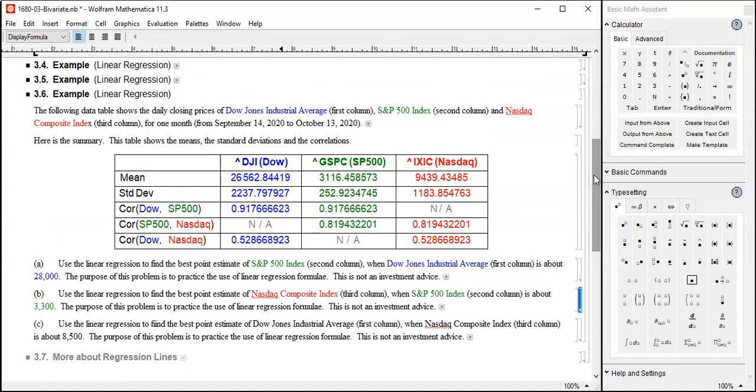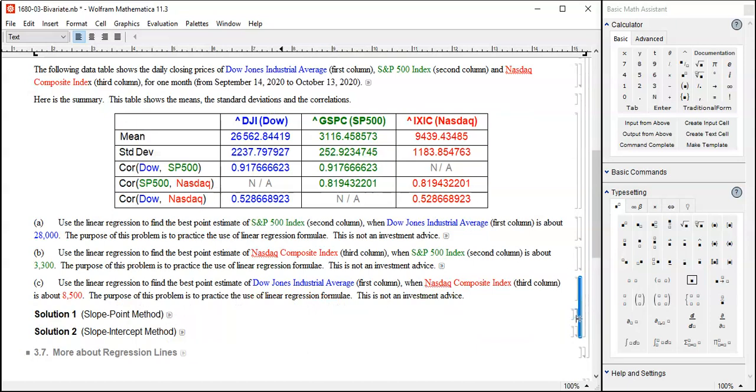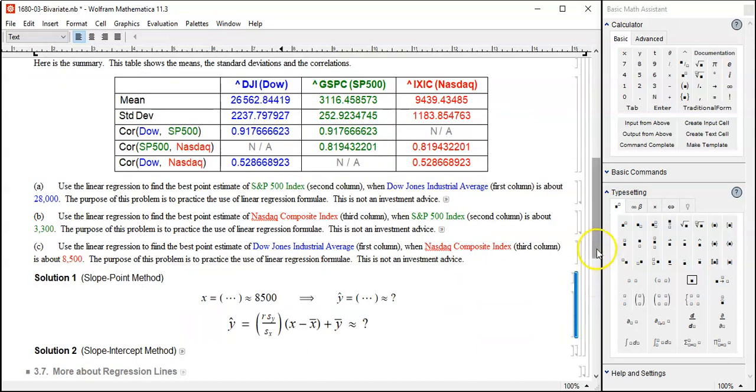Now, can you do the third problem here? Use a linear regression to find the best point estimate of Dow Jones Industrial Average, the first column, when the Nasdaq Composite Index, third column, is given as 8,500. So, Nasdaq is known, and then Dow is something we have to find out. So, which is X and which is Y? Here's my question. What is X and what is Y?